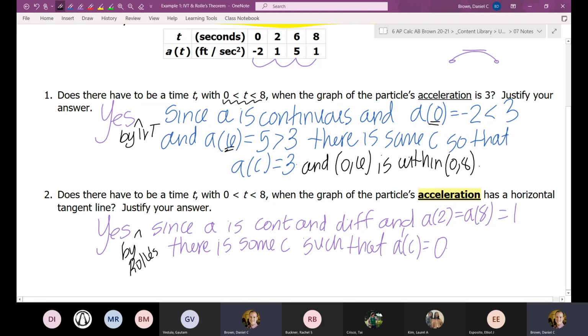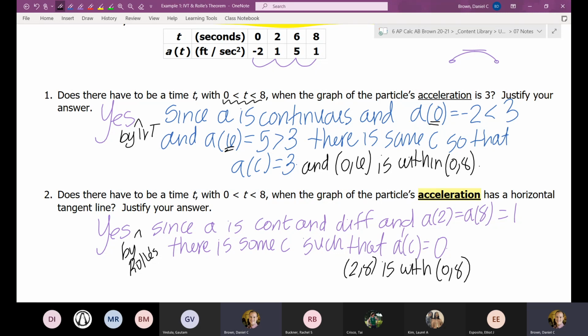And then, since we're talking about from 2 to 8, you can say something like the interval 2 to 8 is within, or basically a subset of, the interval from 0 to 8. But again, what I have in black would not be necessary for you to use. Questions on that?